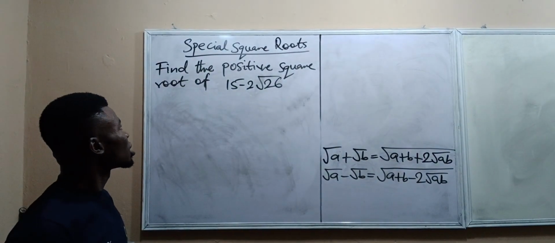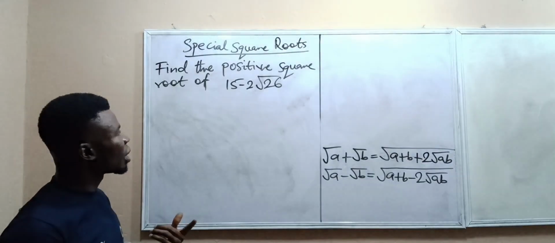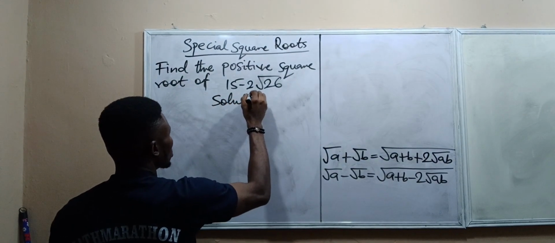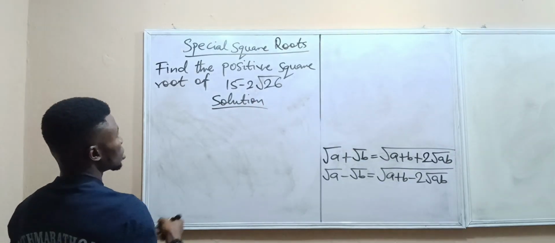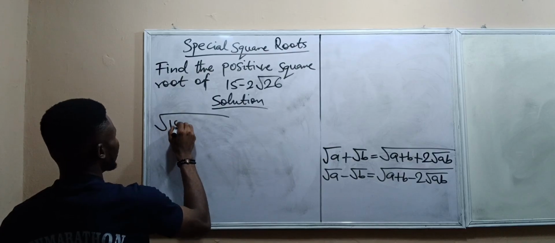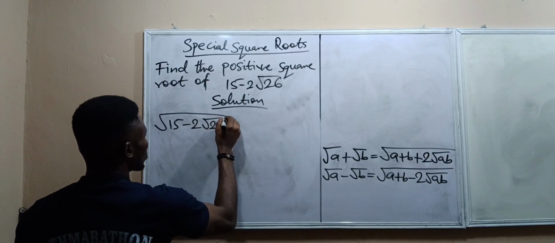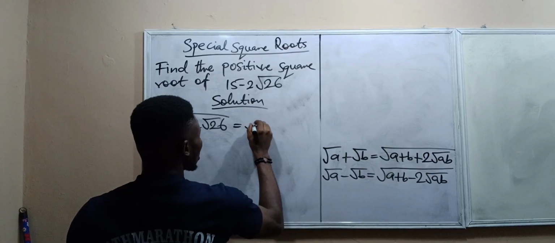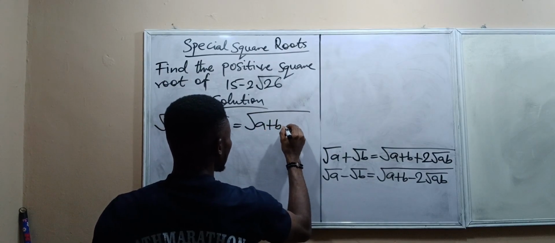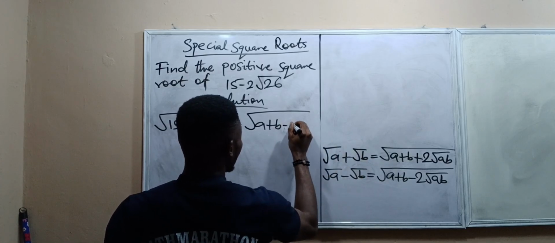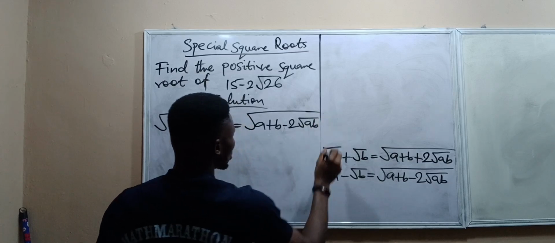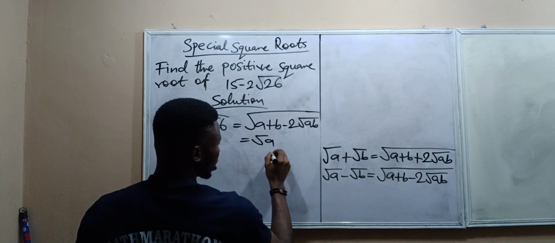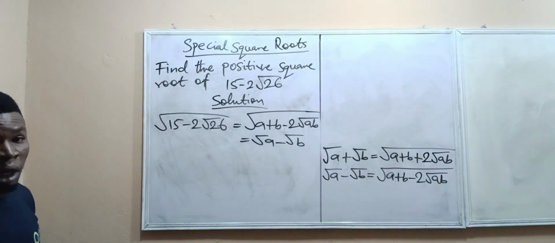Now let's look at this example. It says find the positive square root of 15 minus 2 surd 26. Now we're asked to get this, 15 minus 2 surd 26. We find the positive square root, which is the square root of the whole of this. And this is the same thing as a plus b, then minus 2 square root of ab. And of course, from what we did before, this is equal to square root of a minus square root of b.